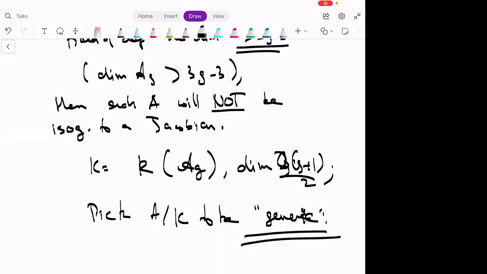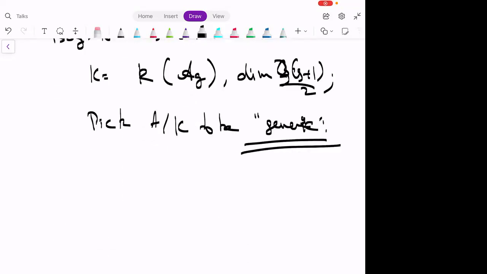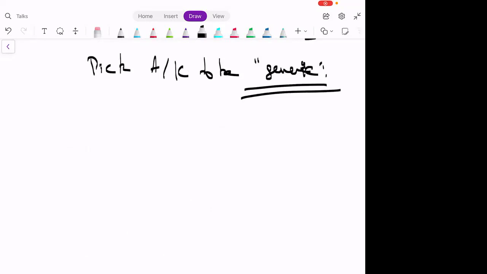Great. So if your field is big enough, then just by playing either some measure theoretic games or by observing that the dimension of AG is bigger than the dimension of MG, you can always find an abelian variety that's not isogenous to a Jacobian. Now, what about smaller fields?